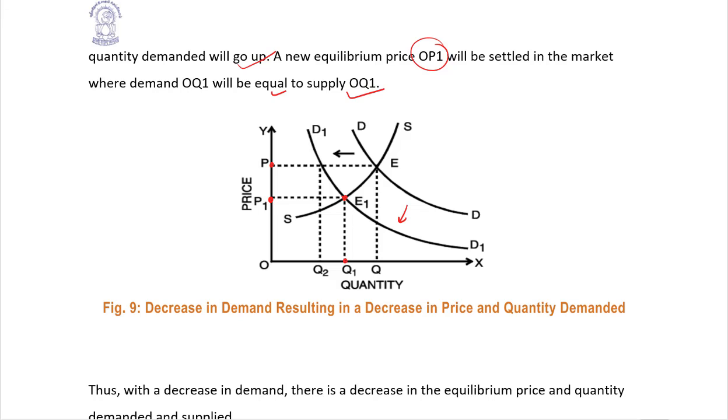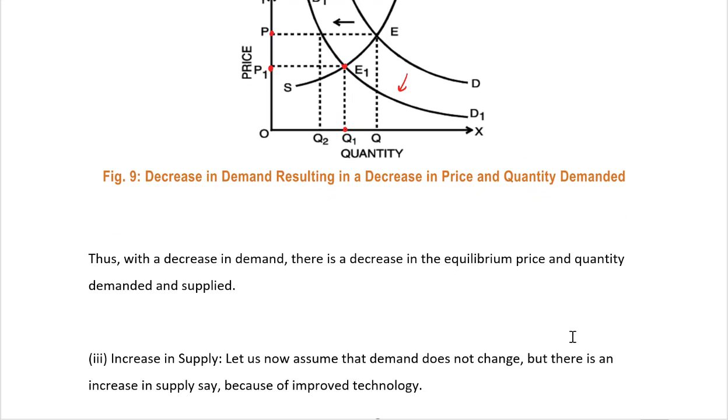I believe you understood this. Thus we can say that with the decrease in demand, there is a decrease in the equilibrium price, the quantity demanded and the quantity supplied.